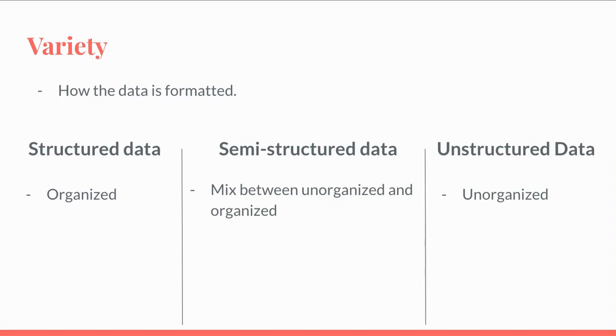The last form of big data is semi-structured data. And again, the name might suggest what it is. It's a mix between structured data and unstructured data, where you have data that's both pure and unreadable, as well as formatted and organized data.